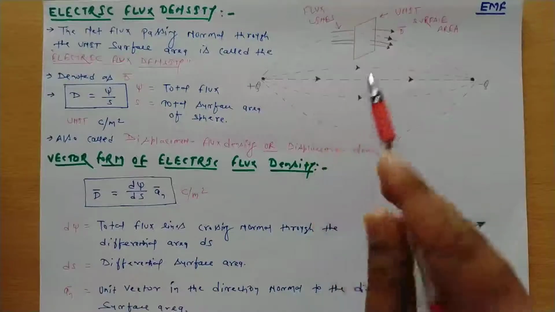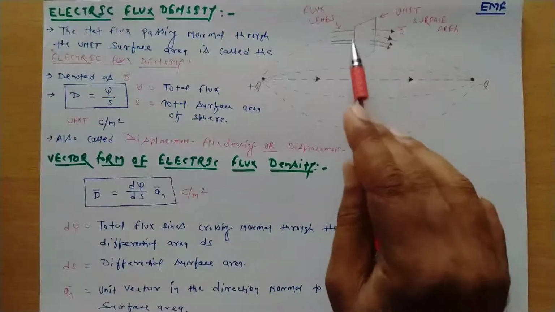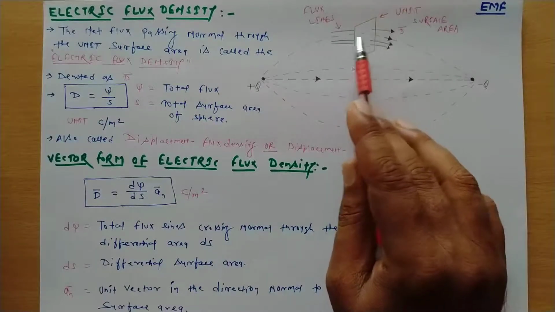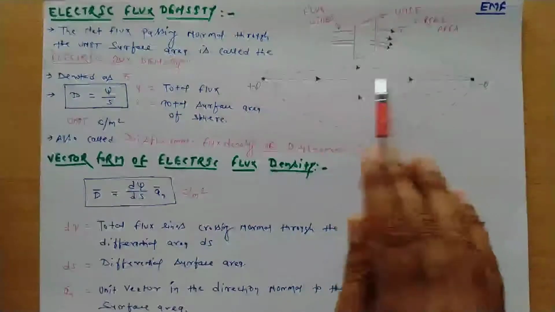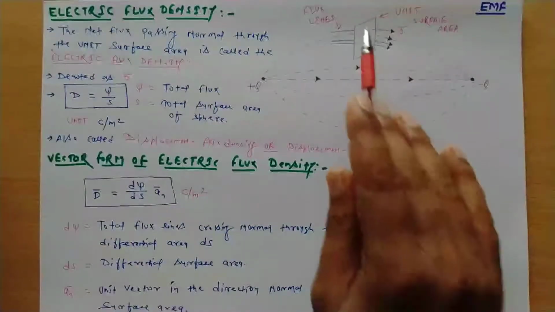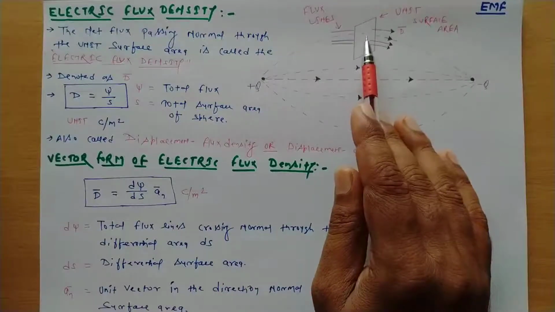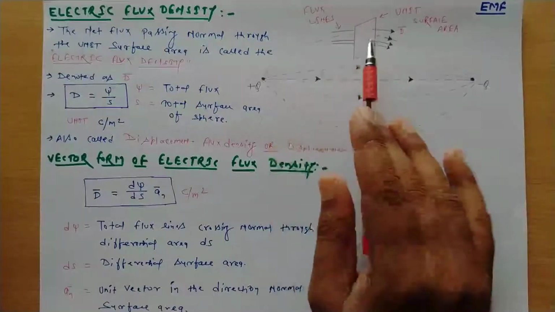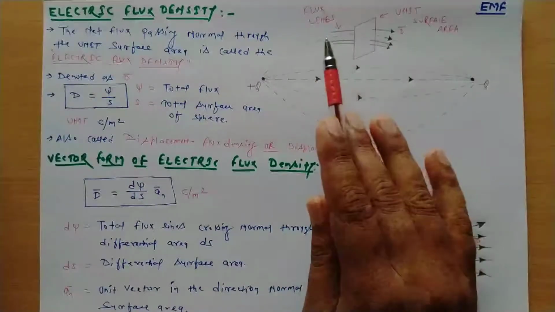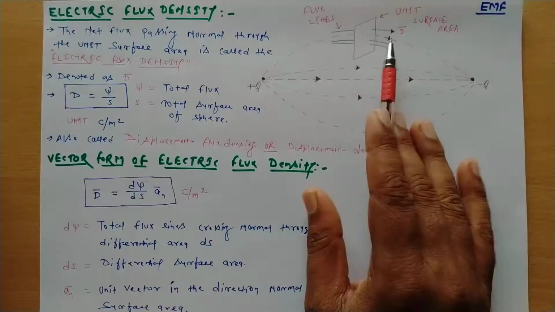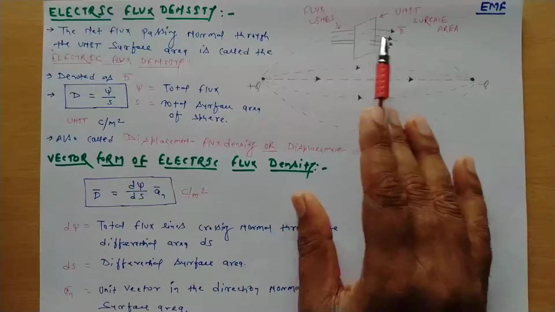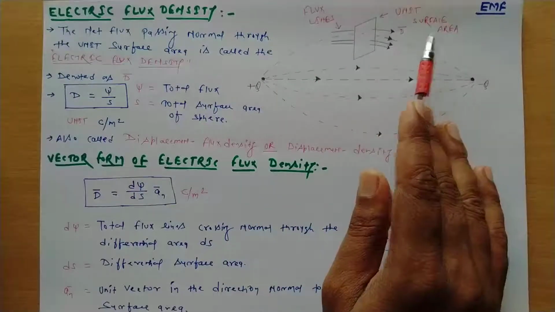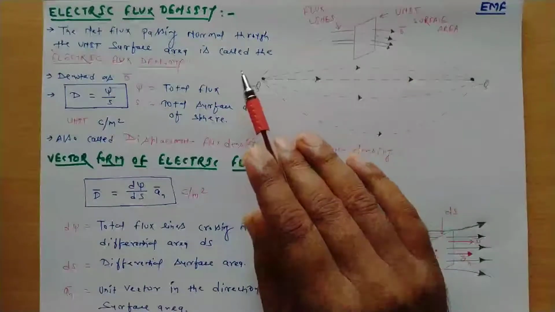Also, one more thing I have taken here is a unit surface area. The same flux lines passing here are passing through this unit surface area. And in this diagram you can see the amount of flux lines which is passing through this unit surface area, which is normal. So we can say the flux lines are passing through this unit surface area in the normal direction.